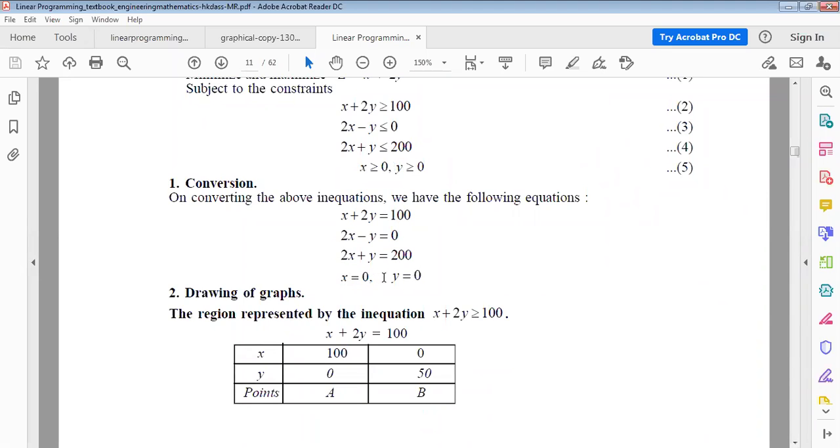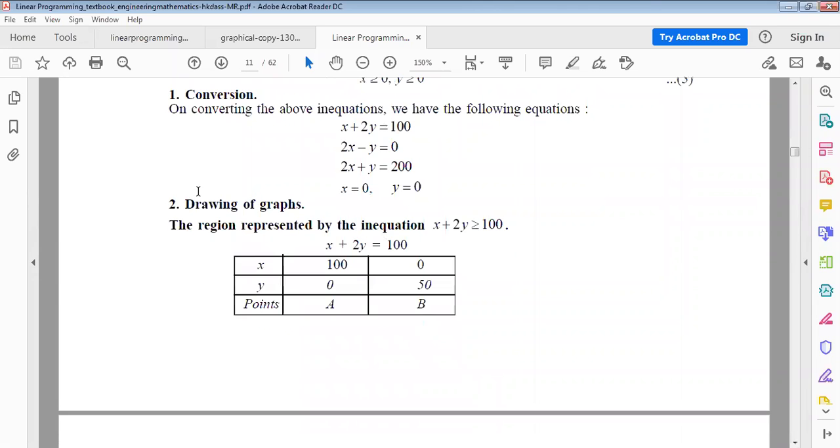Converting to equality equations, now drawing this for the first equation. If y equals 0, then x equals 100, and if x equals 0, then y equals 50 from the first constraint. That means point A is this and point B is this. You can tabularize this like this also. Making point A (100, 0) and (0, 50) will be point B.